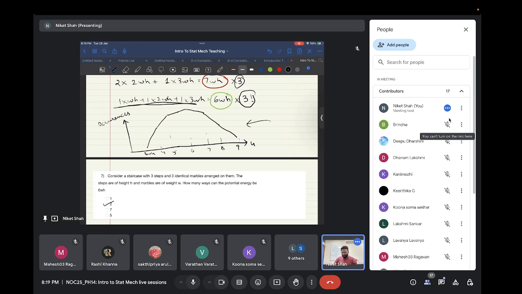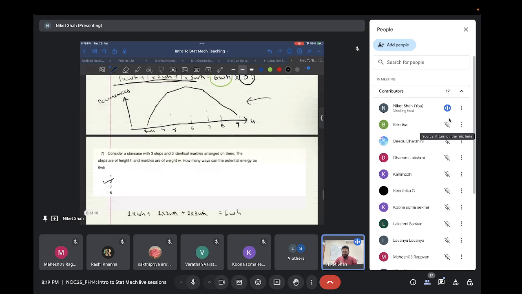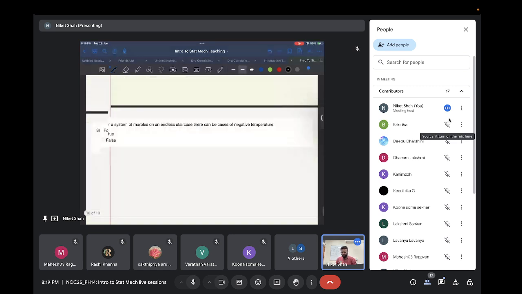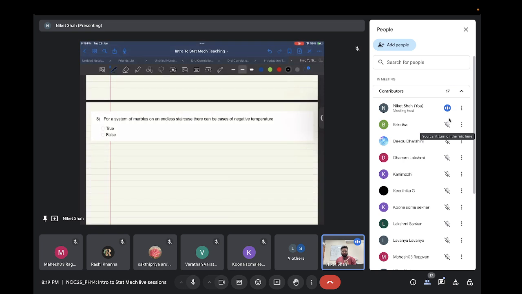All right. Is it negative or positive? Basically, you get the value of temperature from the slope. It is the slope of the graph that gives you the value of temperature. Now you need a negative slope for negative temperature. Yes, it's possible. Delta U is basically T delta S. Therefore, temperature is basically del U by del S.